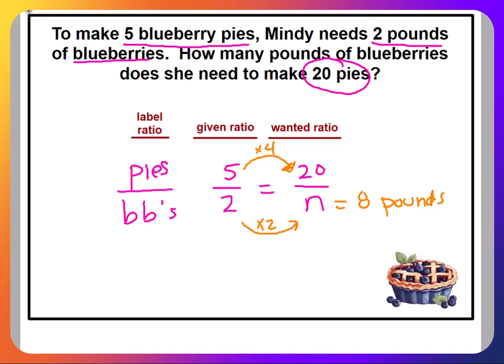Now, could you have gone within the ratio? Our unknown is on the bottom, so could you have gone from 5 to 2? No. You only want to use a whole number scale factor, and you cannot divide 5 by any whole number to equal 2. So in this case, going within the rate doesn't work. You would only be able to go between.